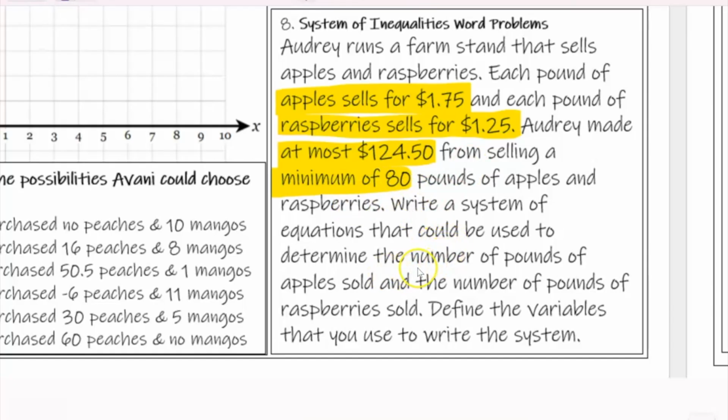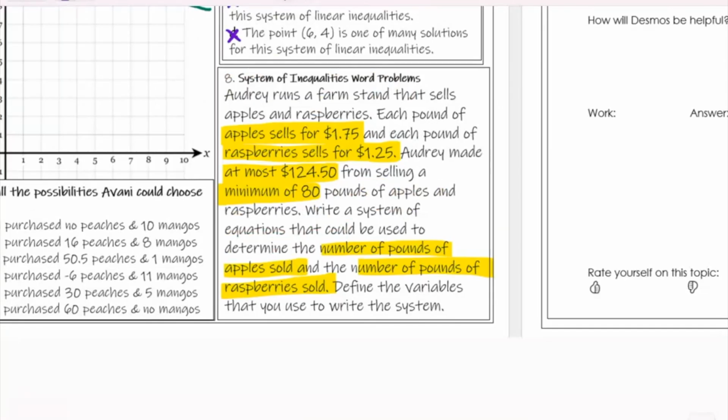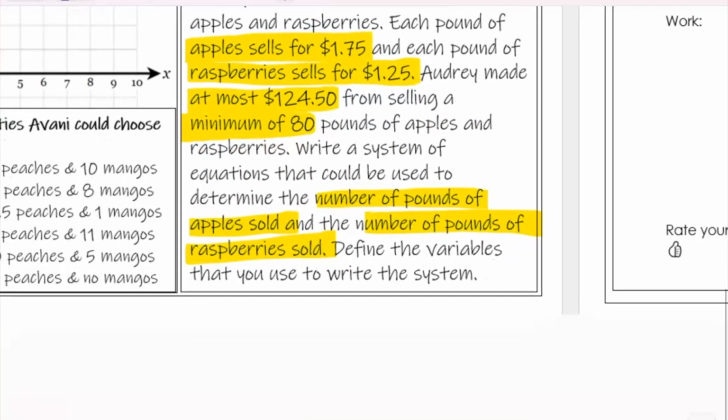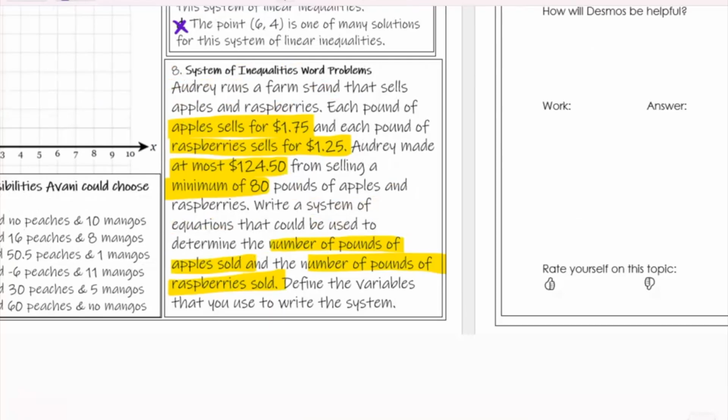A system of inequalities that could be used to represent the number of pounds of apples sold and the number of pounds of raspberries sold. Define the variables that you want to use. All right, so remember, I see money, money, money. Those three go together. So let's put those in order. $1.75, and I'm going to define the variable as A is equal to the number of pounds of apples sold, plus $1.25 is our next number, and that's going to be for raspberries. So R is equal to, and this is me being lazy, number of pounds of raspberries sold.